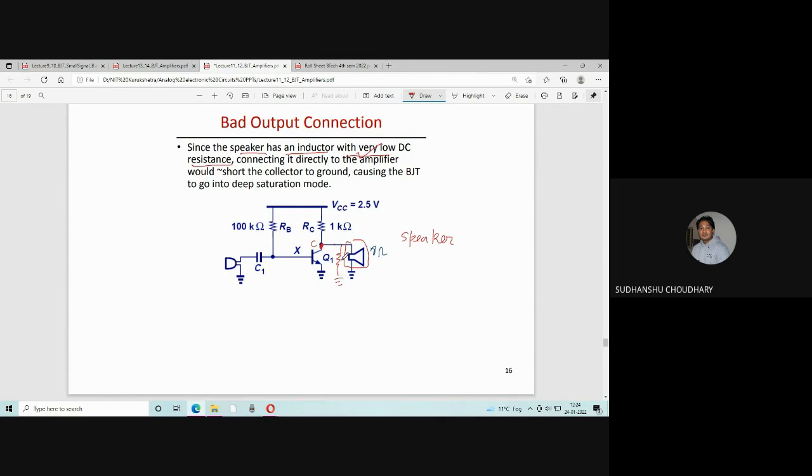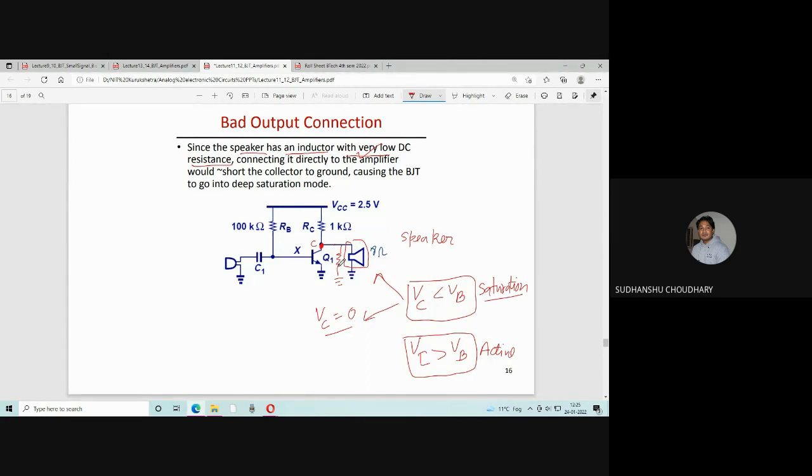So when the collector is shorted to ground, the collector voltage Vc is also zero. When Vc is zero, then Vc is actually now less than Vb. And for making the transistor work in the active region, we want Vc to be greater than Vb. But in this scenario, Vc is less than Vb. So that means my transistor is driven into deep saturation, because Vc is zero because of this.